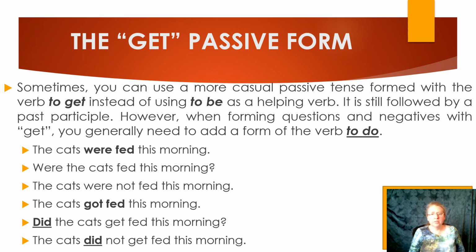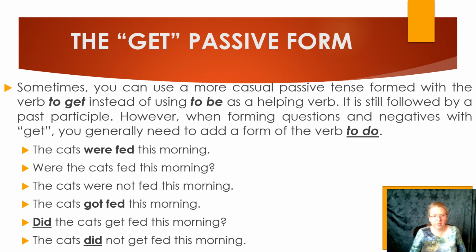Now, there is a more casual passive form, and for it we use the verb to get instead of to be as our helping verb. All right, we're still going to use the past participle afterwards. Now something we have to keep in mind here is when you form a question or a negative with the get passive form, you're going to have to add in another verb, which is the verb to do.